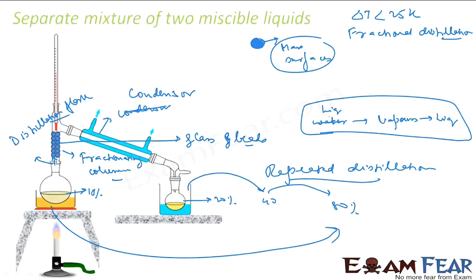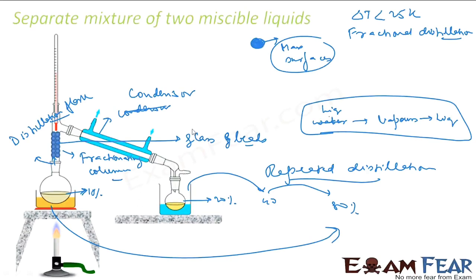To understand the whole concept, you should also understand the concept of equilibrium, which we will cover in higher classes. Let me explain this. When you do a distillation, you don't get 100% pure. For example, it was 10% pure, you get 20% here. That way you try to purify.